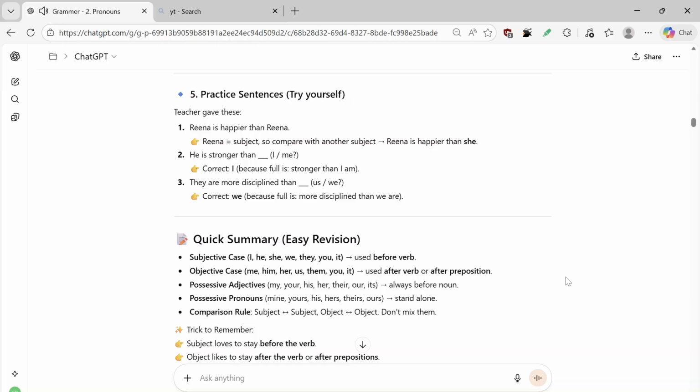2. He is stronger than I, me. Correct, I, because the full sentence is, he is stronger than I am. 3. They are more disciplined than us, we. Correct, we, because the full sentence is, they are more disciplined than we are.